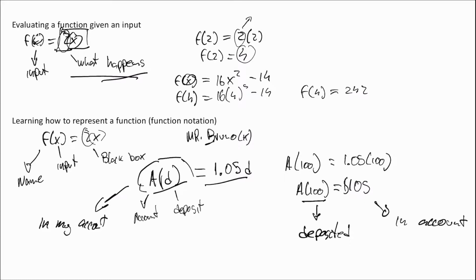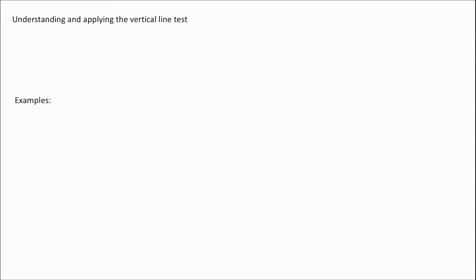That is function notation. So now we'll be understanding and applying the vertical line test. So remember when I told you the difference between functions and relations? Well, you have to have a method to know if something is a function or a relation. So what you can use is the vertical line test. Let's say I have a graph here that goes something like that. How do I determine if this is a function or a relation?